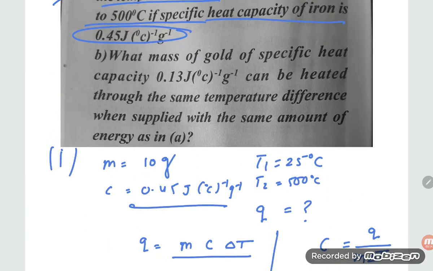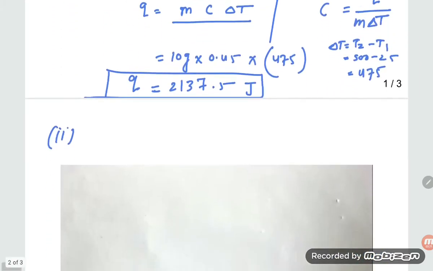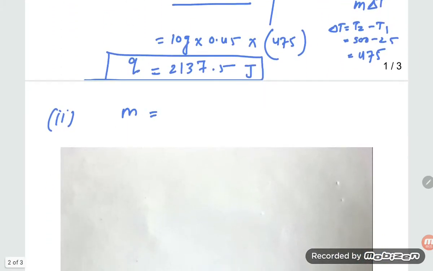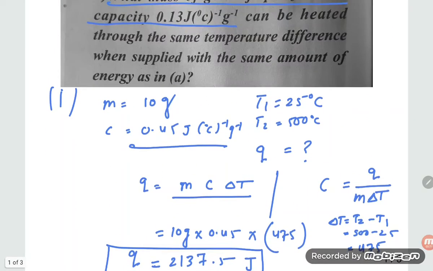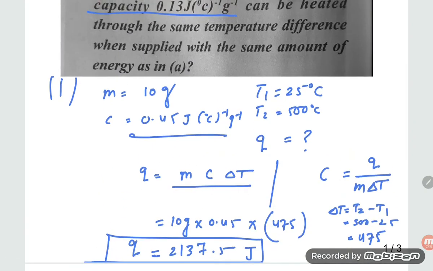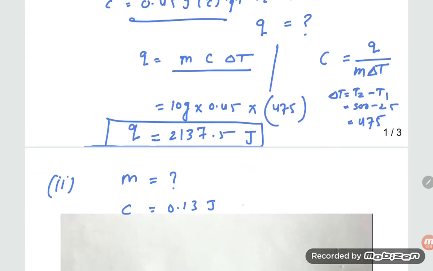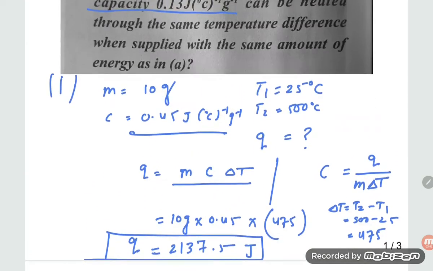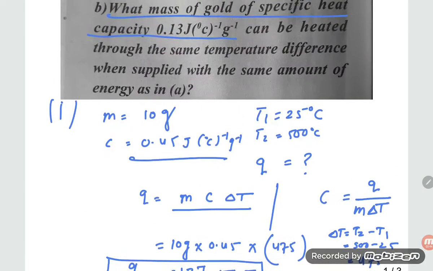Now the second question, this was the first one. So what is there in the second? What is the mass of gold, whose specific heat capacity is 0.13? So mass of gold they are asking. The specific heat capacity they have given is 0.13 joule per Celsius per gram. So that is the specific heat capacity.